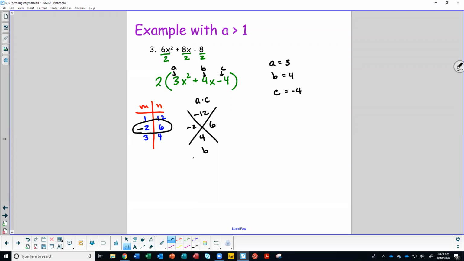You can do whichever order you want. Like I could have put the 6 first like I did in the last problem. So to finish this off, the 2 is in the front. It remains in the front. So I put the 2 here.